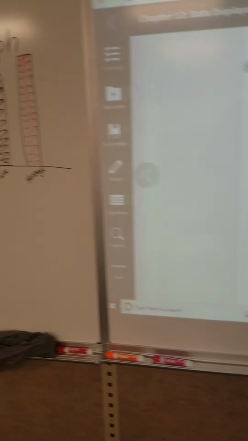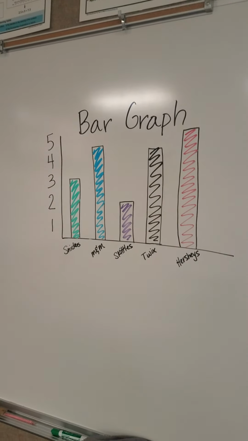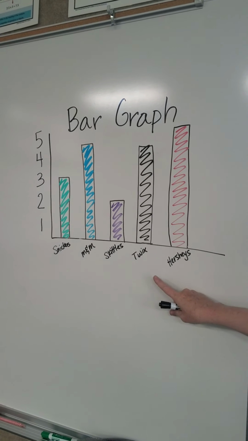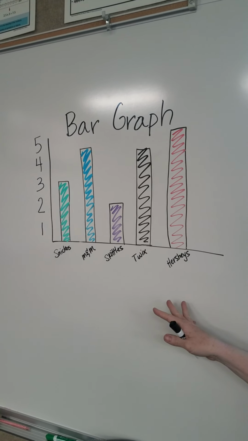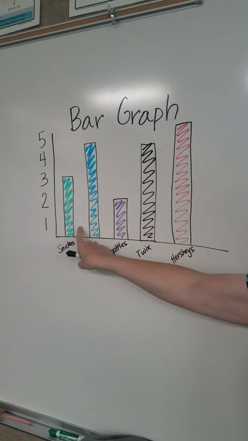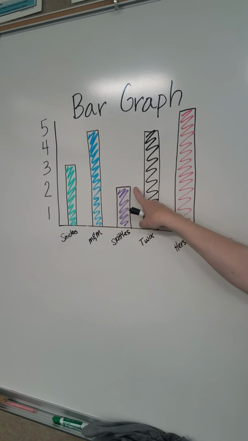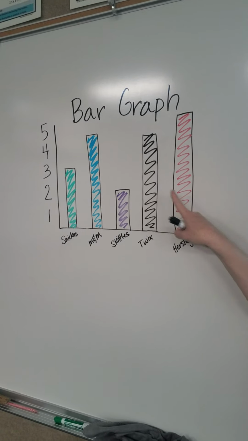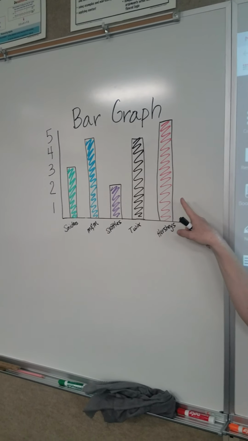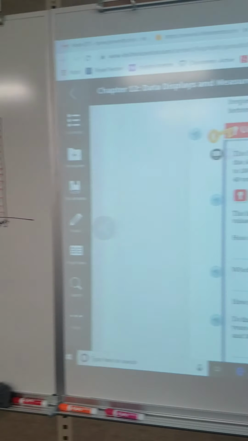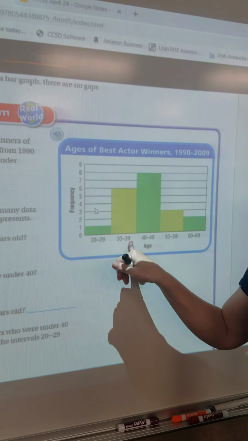Okay, there's only one thing that's different about a bar graph and a histogram, and that is on a bar graph we have these gaps. The bars on a bar graph do not touch, whereas in a histogram they do.